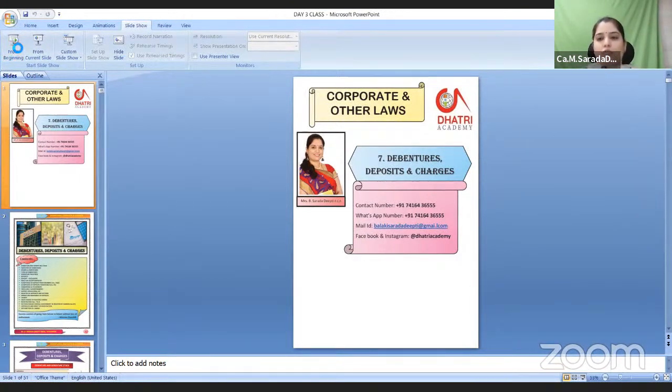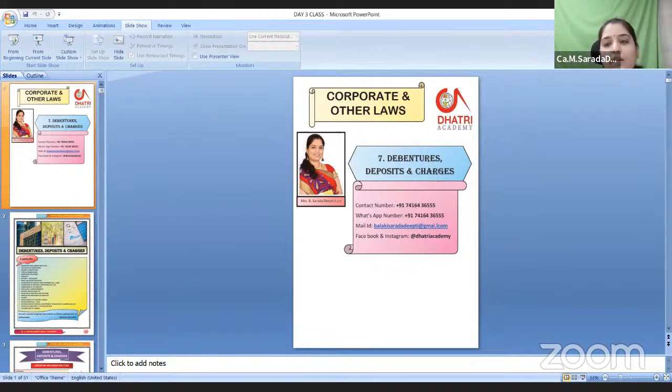Okay. So friends, let's start the new topic now. Debentures, deposits, and charges. This is the next important topic, from which you can get roughly 5 to 10 marks in your examinations in the form of bits, a few practical case laws, and a few theoretical questions. A minimum of 8 to 10 marks would be asked from this topic.